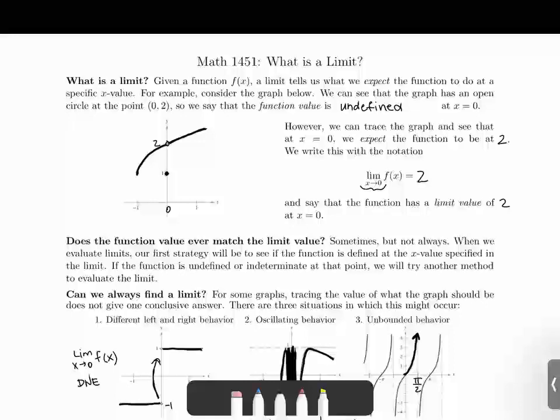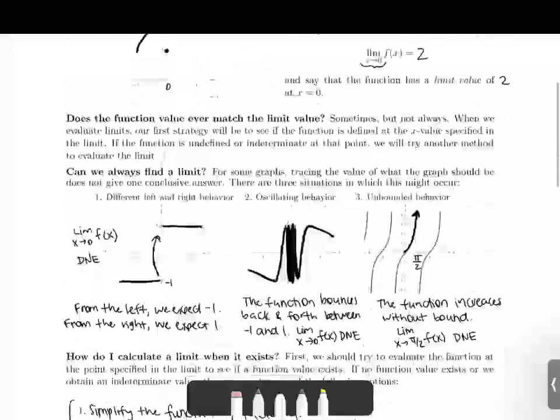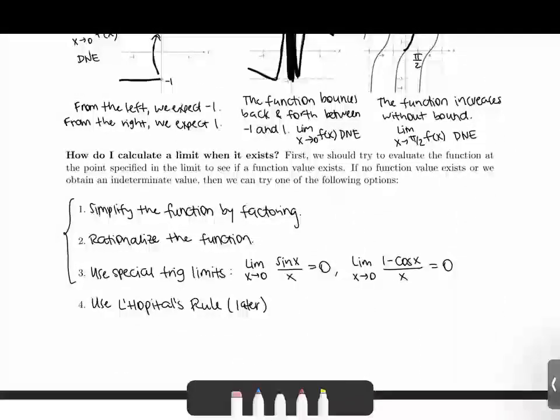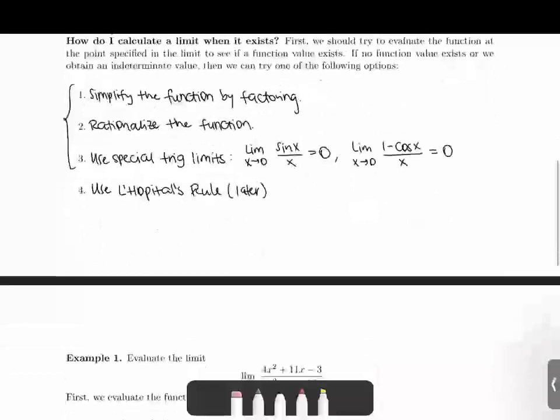So in our last video, we talked about what limits are, when they don't exist, and we listed some strategies to find when a limit does exist. So in this video, we're going to jump straight into examples of how to calculate limits using these first three strategies, because our fourth strategy uses derivatives, which we haven't learned yet. So we're just going to go ahead and jump right in.